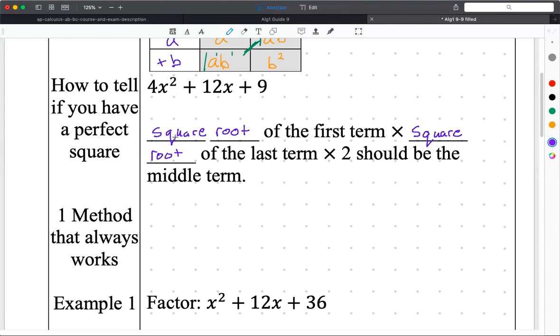And if this method sounds convoluted and difficult, then again, I'll be showing you something that always works, that you don't have to memorize all this special math.